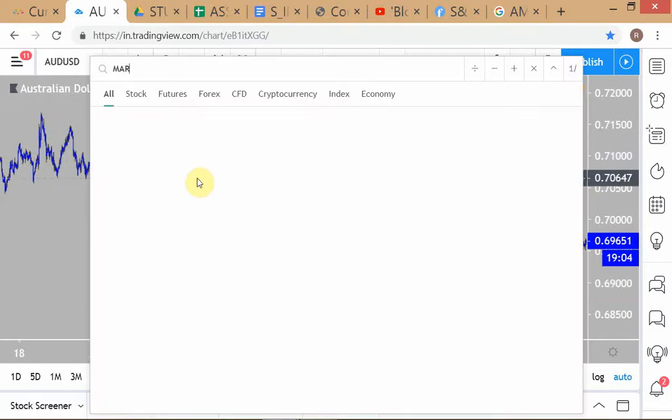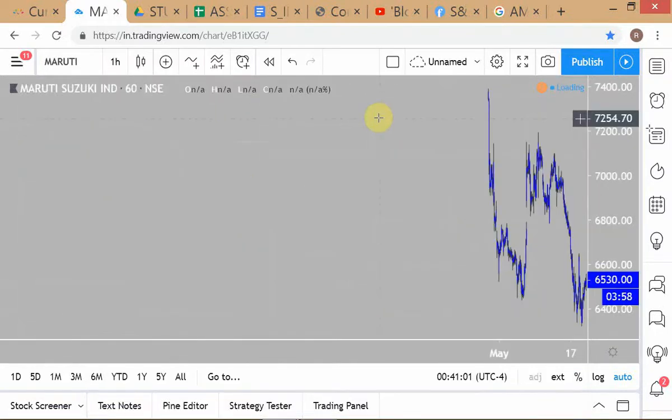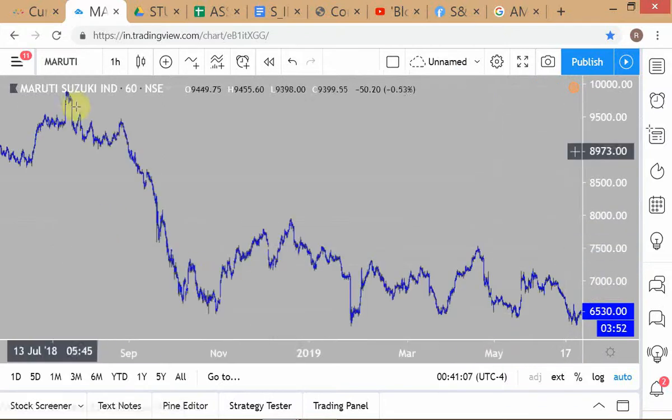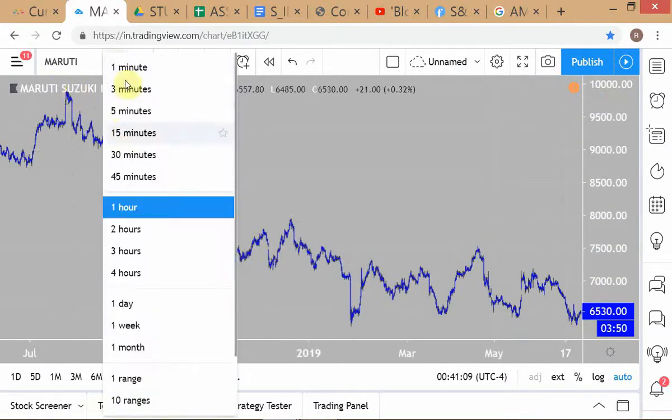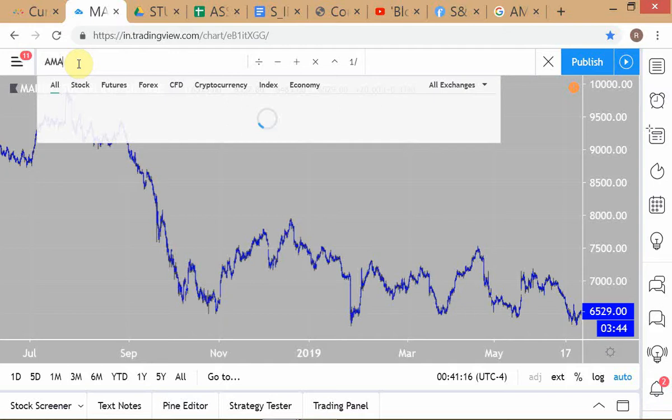So for instance, here you can get Maruti as well. You should be able to get it. You can see that this site is very good because it gives you short-term intraday charts like 1 hour, 30 minutes, 5 minutes. So it's very good for following the price action. So here in this case, what you would do is AMZN.